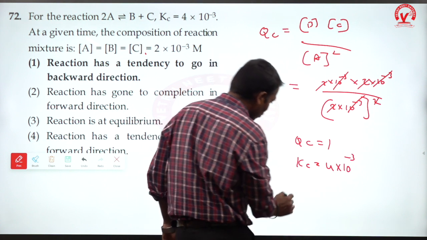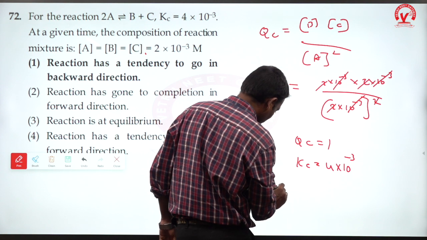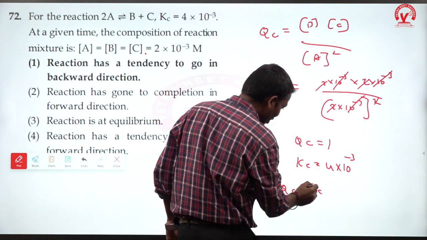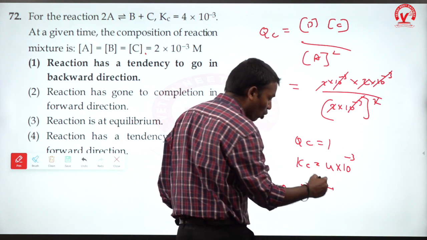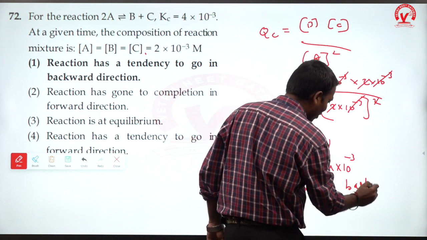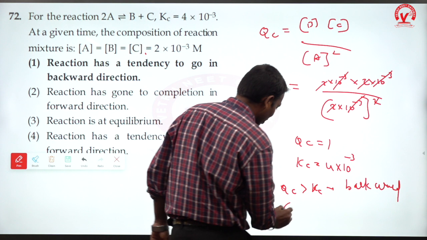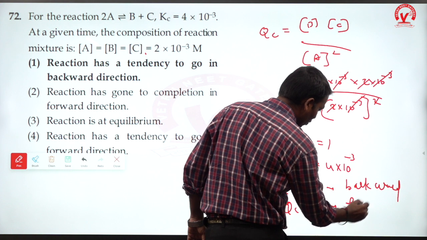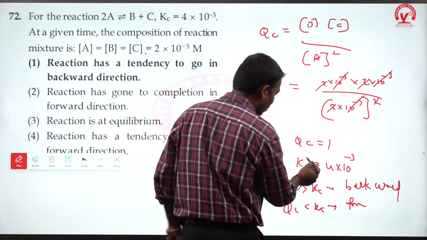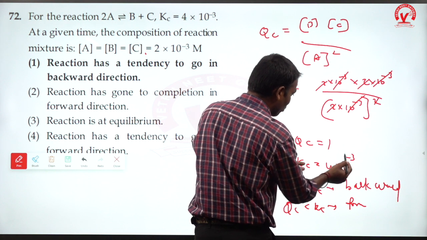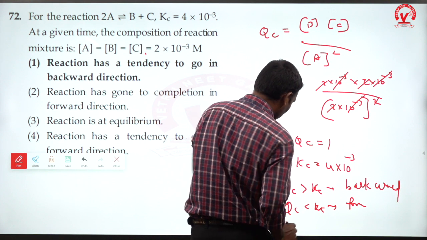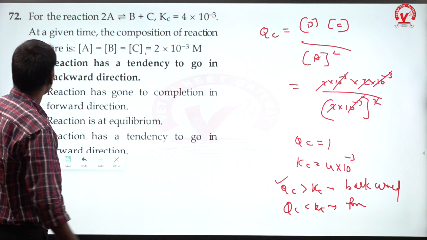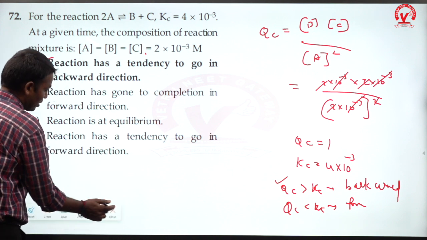We have a few cases. In case 1, Qc value greater than Kc means the reaction more favors the backward direction, and Qc value less than Kc means the reaction more favors the forward direction, right? In our answer, if you observe, Qc value is 1 and Kc value is 4 into 10 power minus 3, which is less. So Qc is greater than Kc, so the reaction more favors the backward direction, right? That is option 1 is the correct answer. Then move on to the next question.